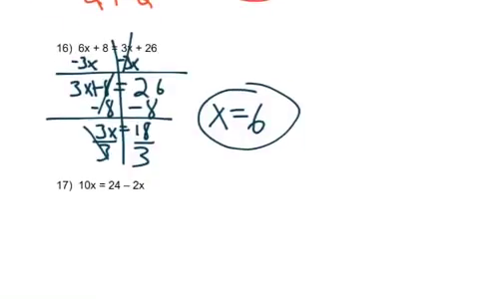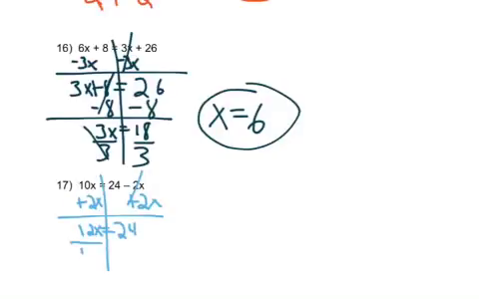Number 17. I have variables on both sides. I have 10x and a minus 2x. So the negative 2x is smaller. So if I take the opposite, I would add 2x to both sides. My 2x's cancel to give me 12x equals 24. And then I would divide each side by 12 to give me x equals 2.